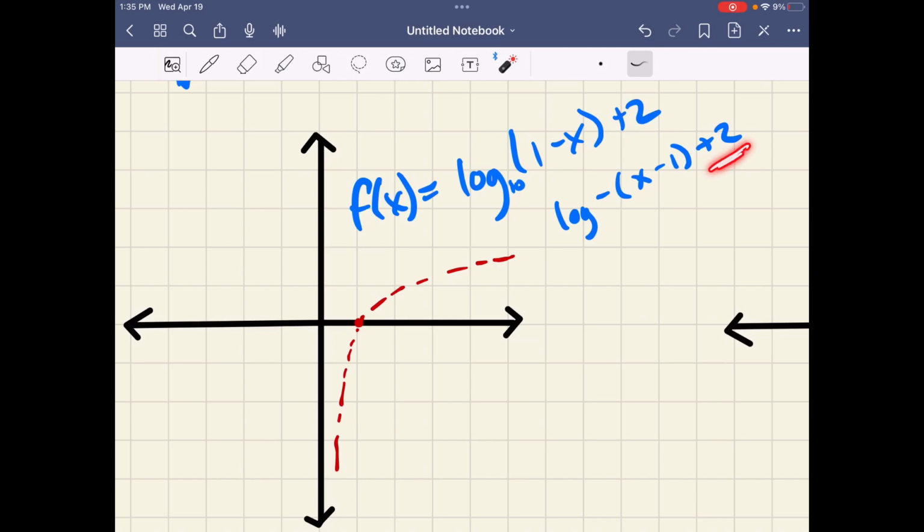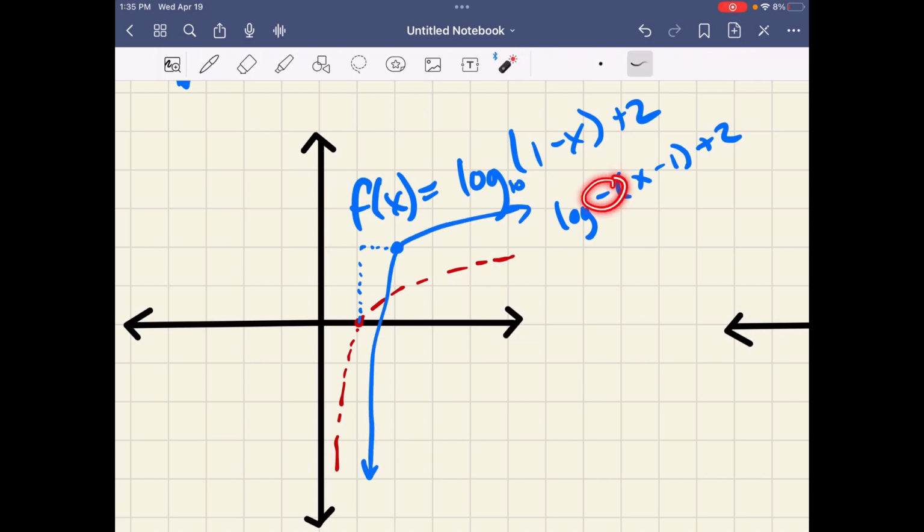All right? So now I'm going to look at the plus 2. That's going to go up 2. That minus 1 is going to go right 1. So let's go ahead and make those transformations. Again, I'm shifting from the point 1, 0. So I go up 2, and then right 1. So now I have this spot here, and you're going to have a curve similar to that.